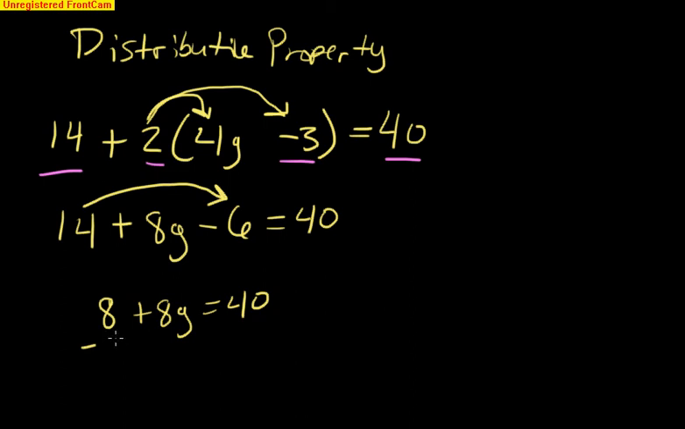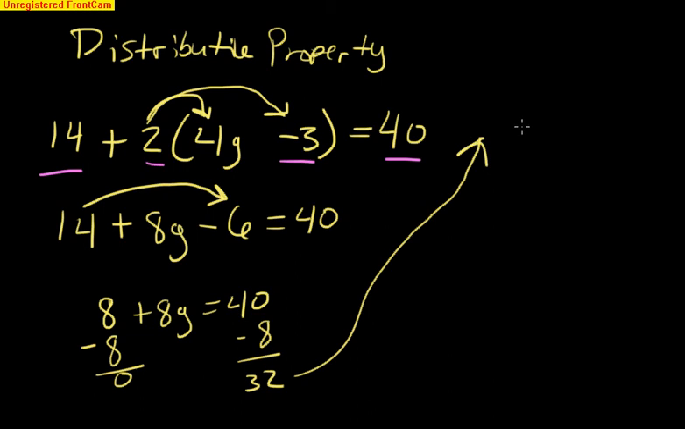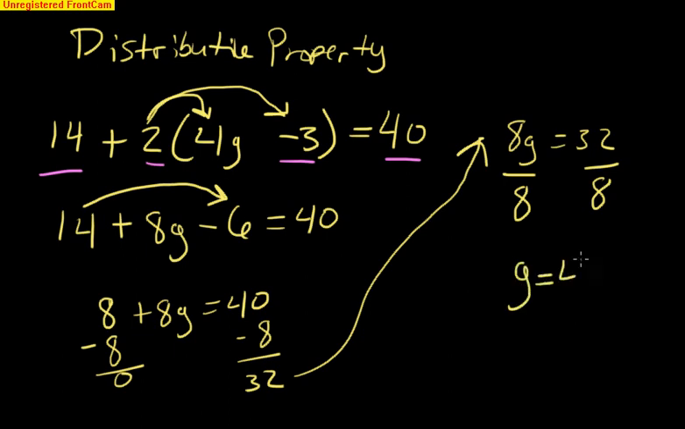Now I isolate my 8g variable by subtracting 8 and subtracting 8. So now I have 8g equals 32. See all these steps I'm taking? Multi-step equations. Really, it's just combining like terms and then isolating the g variable. Well, I've finally combined all my like terms. Now I'm just going to divide by 8 to isolate the g and get g all by itself. And I see that g is equal to 4.